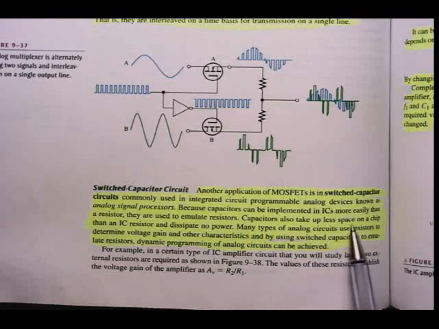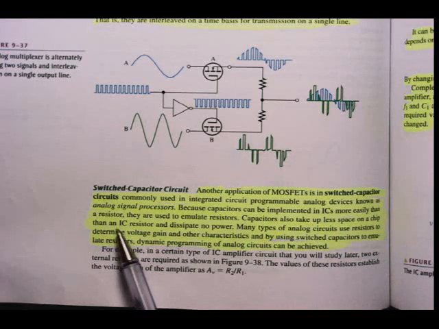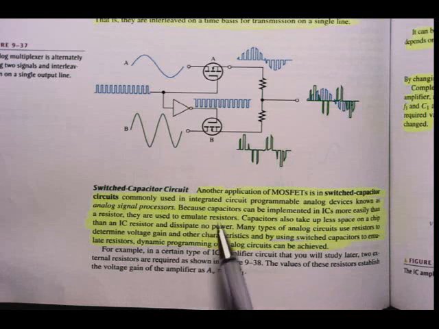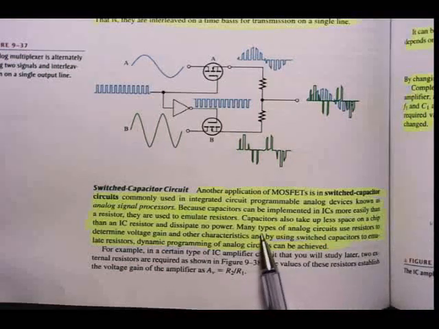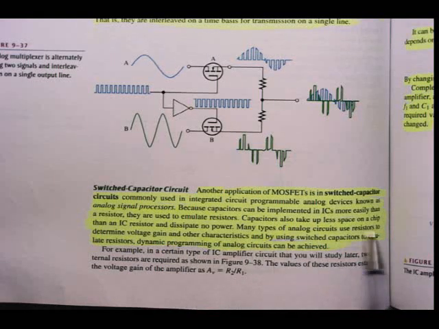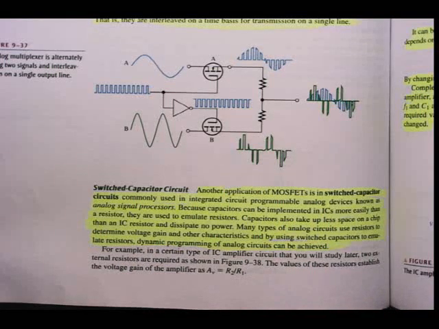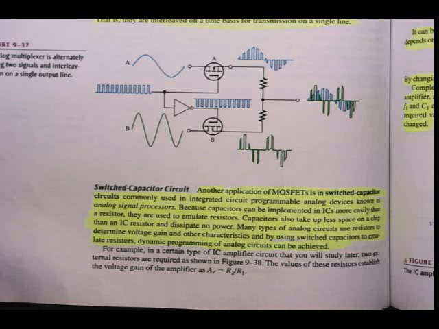Capacitors also take up less space. Please underline this, it's important. Capacitors also take up less space on a chip than an IC resistor and dissipate no power. Many types of analog circuits use resistors to determine voltage gain and other characteristics, and by using switched capacitors to emulate resistors, dynamic programming of analog circuits can be achieved.